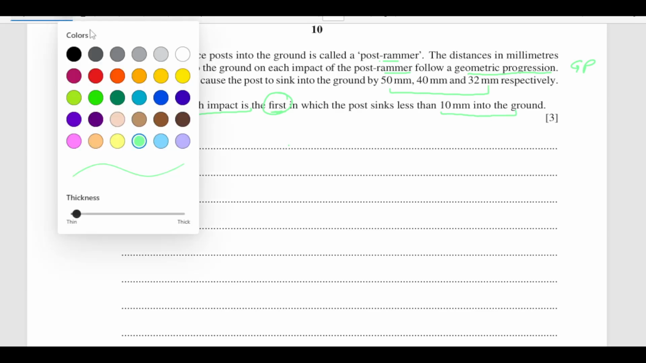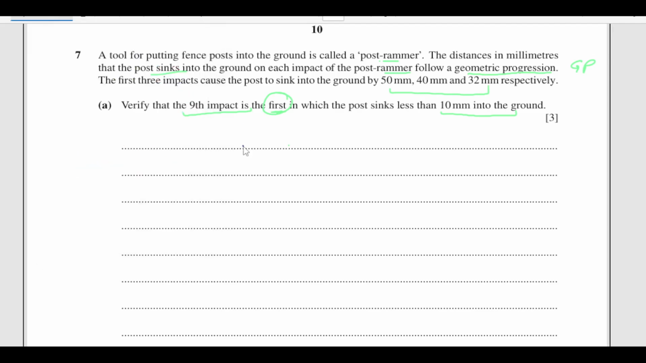So let's start. First of all, we have here G1, the first term, G2 and G3. The first term in GP, I will write down as A1, I should not write G. Let's say it is A1, A2 and A3. First term A1 is 50, right? And second term A2 is 40 millimeters, and A3 is 32. So terms are decreasing, right? We are looking for something that gives 10 millimeters and less.